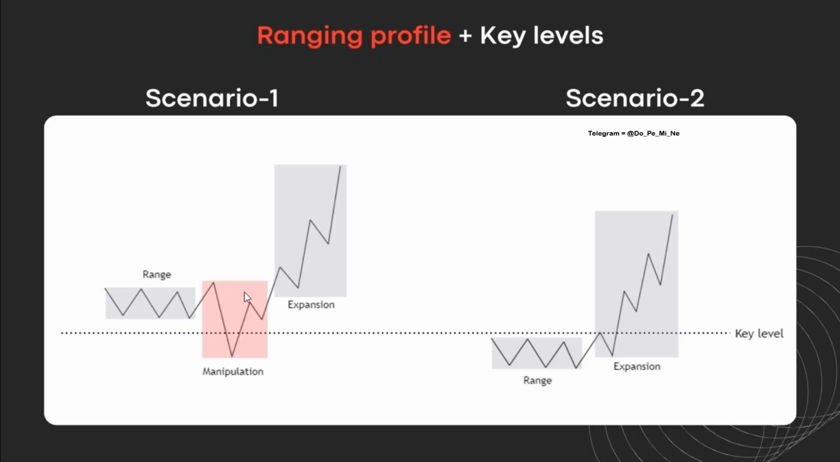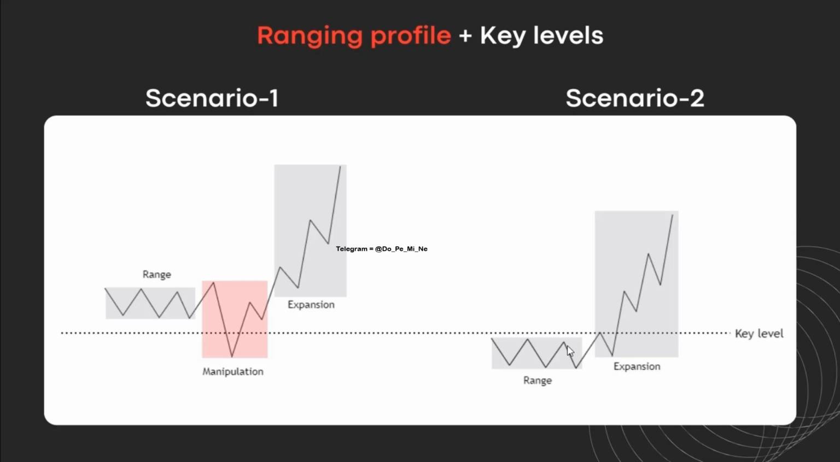We're going to expect a manipulation profile to form, and that manipulation profile will test that key level. And once that key level is tested during the manipulation profile and that ends, we're going to wait for that manipulation profile to end, and then the only profile we can expect after a manipulation profile is what? An expansion profile in the opposite direction, right? So that was the first scenario we can have based on combination of ranging profile and key levels.